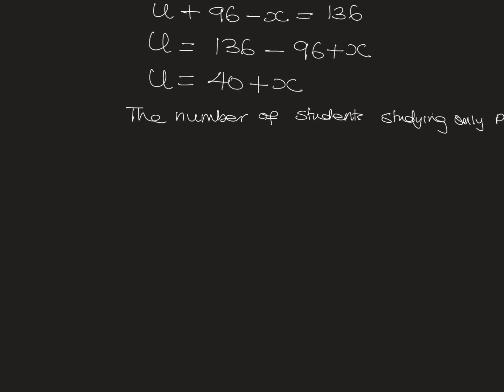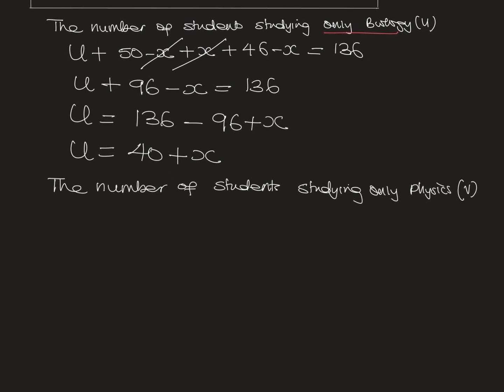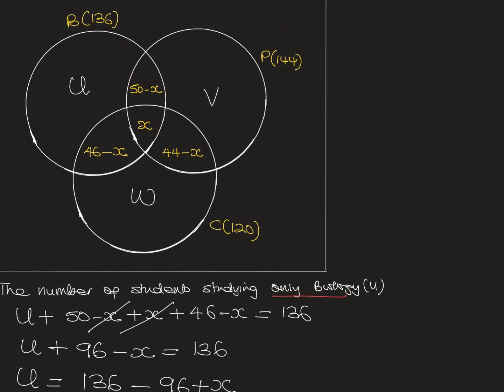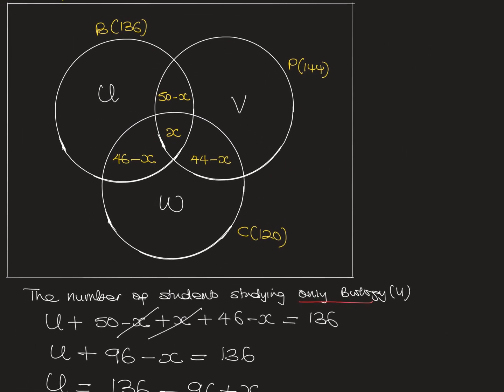Okay. So going back, number of students studying only physics, let's try to find that. So that will be V, but I can find it from the total number of students studying physics, right? V plus 50 minus X plus 44 minus X will give us the total number of students studying physics, which is 144. Okay?